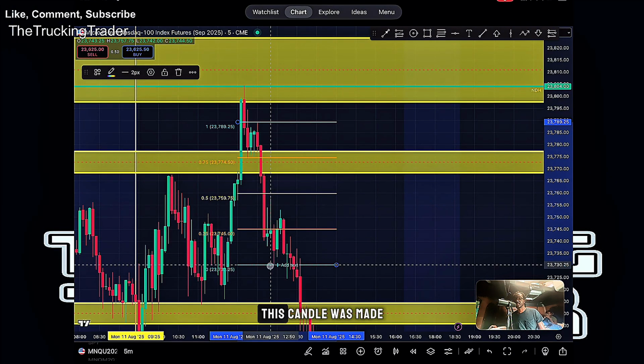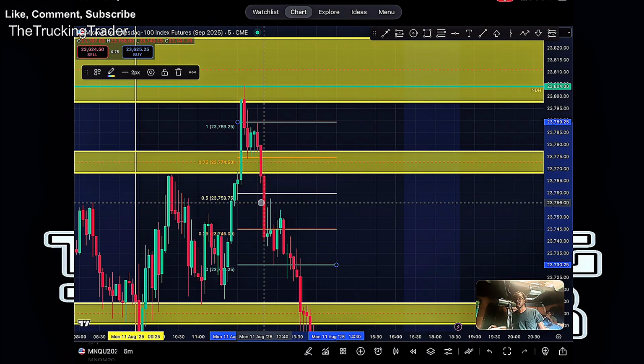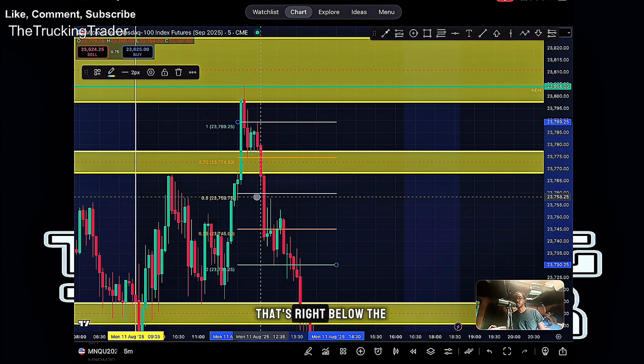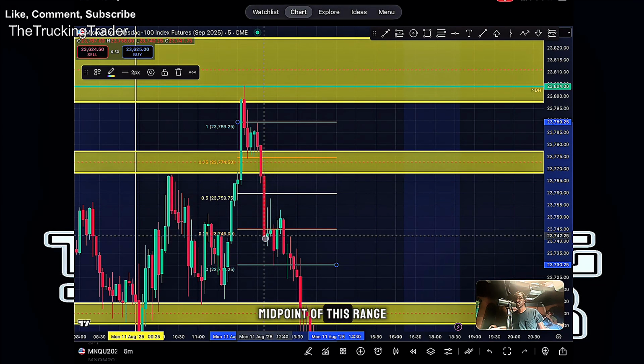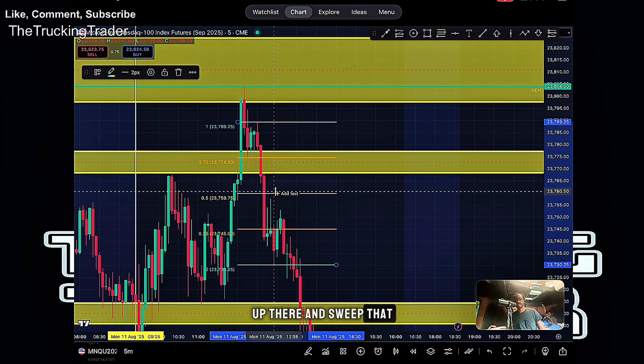Because at the time this candle was made, I was thinking, wow, we got this swing high right here that's right below the midpoint of this range. I think price could want to go back up there and sweep that.